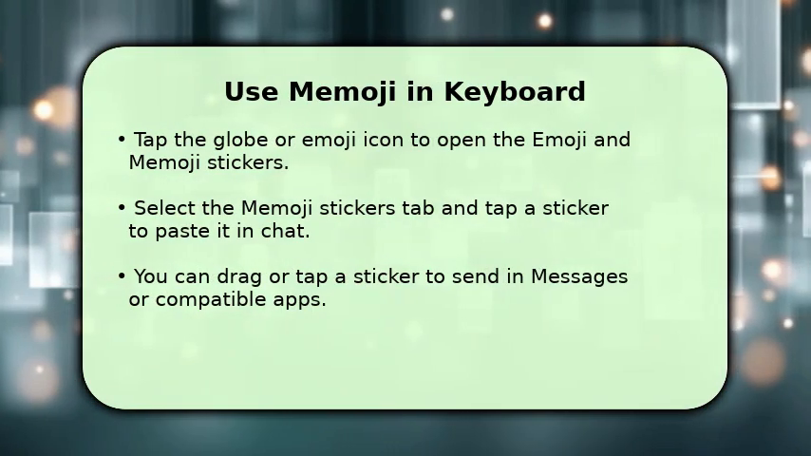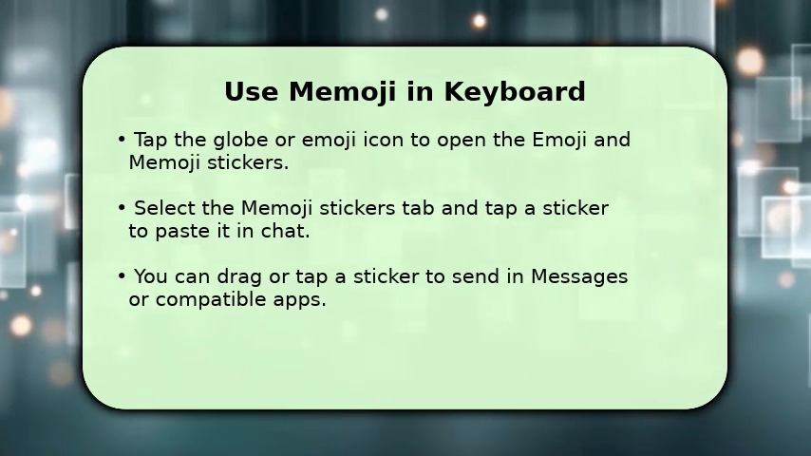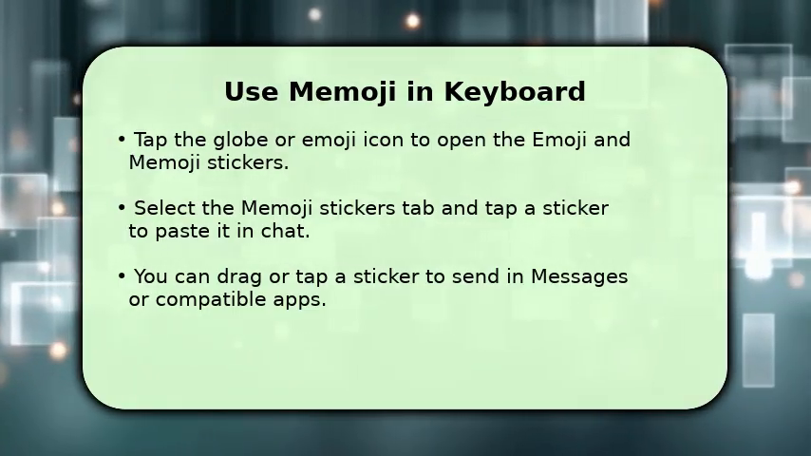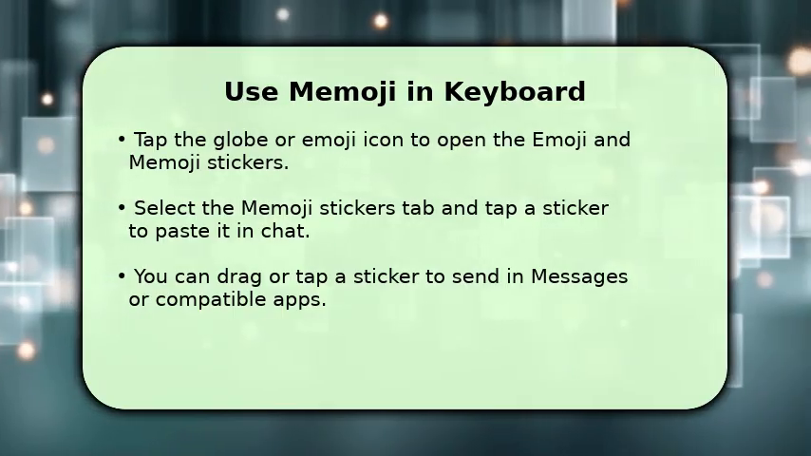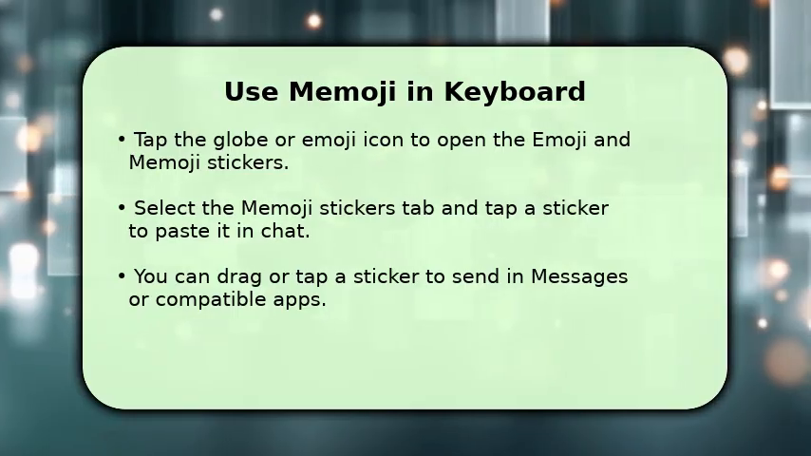Open any app with text input where the keyboard appears to use your Memoji. Tap the globe or emoji icon to switch to the emoji keyboard and reveal the Memoji Stickers tab. Choose the Memoji Stickers tab, which displays your saved avatars and animated sticker options.